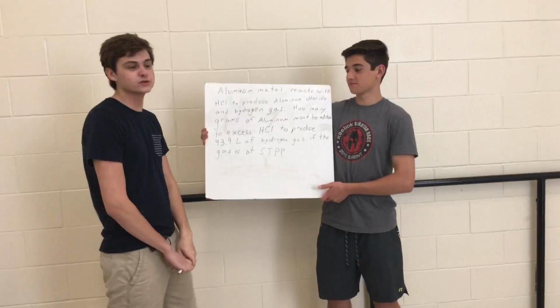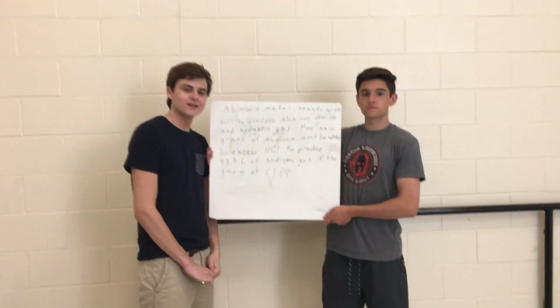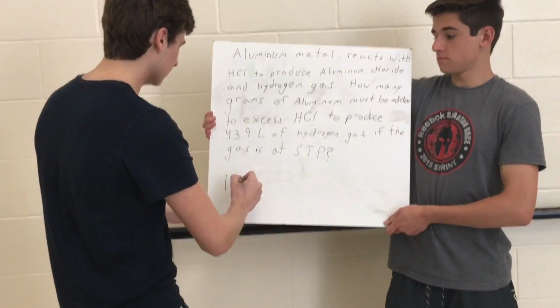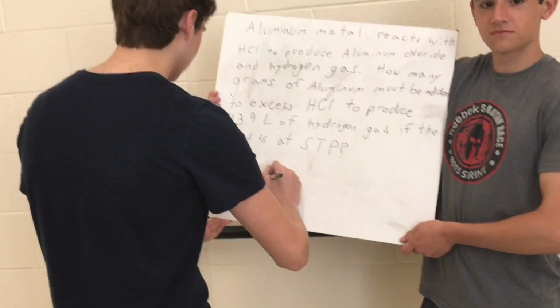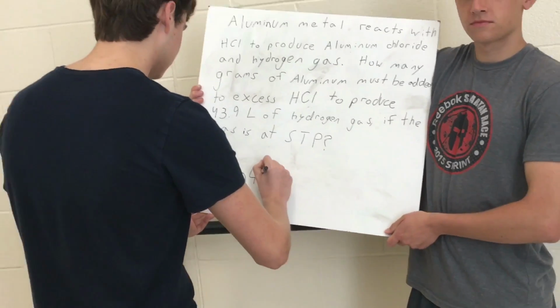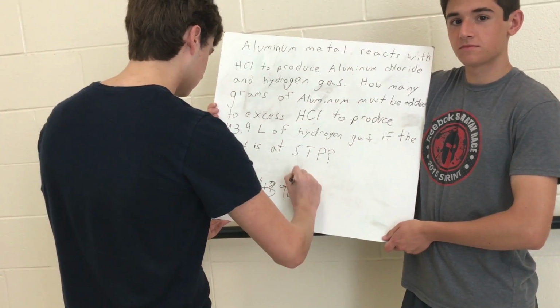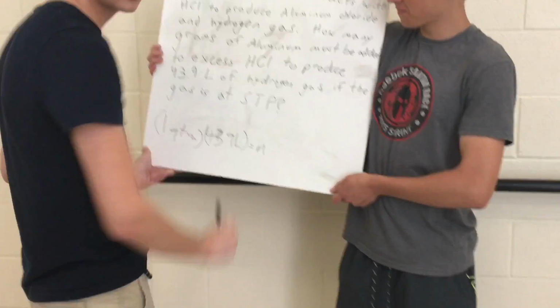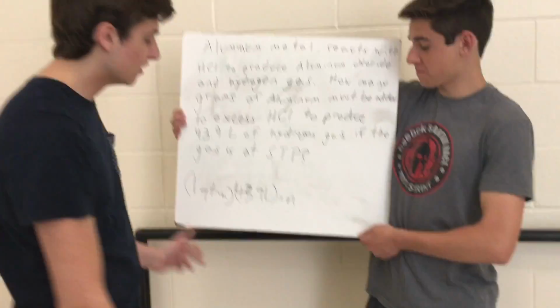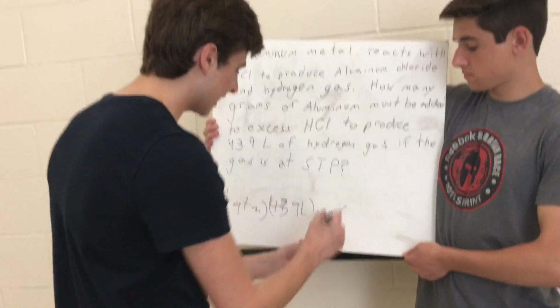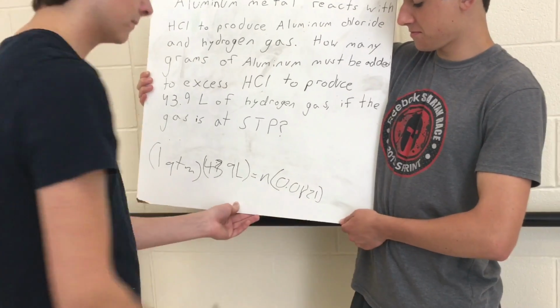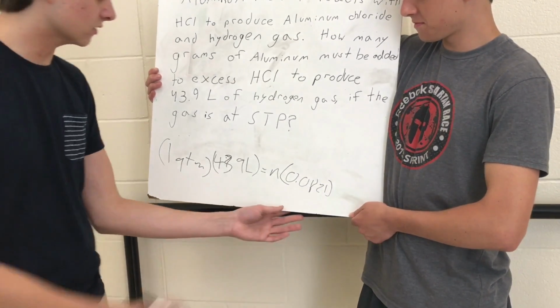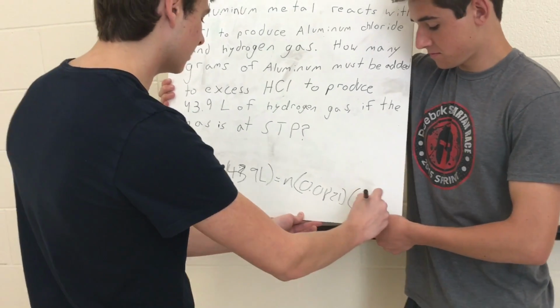For this example, we will use PV equals nRT, where P equals the pressure in atmospheres, which is 1 because it's at STP. V is the volume in liters, which is 43.9. And n is the number of moles, which we don't know. R is the gas constant, 0.0821. And T is the temperature in Kelvin, 273.